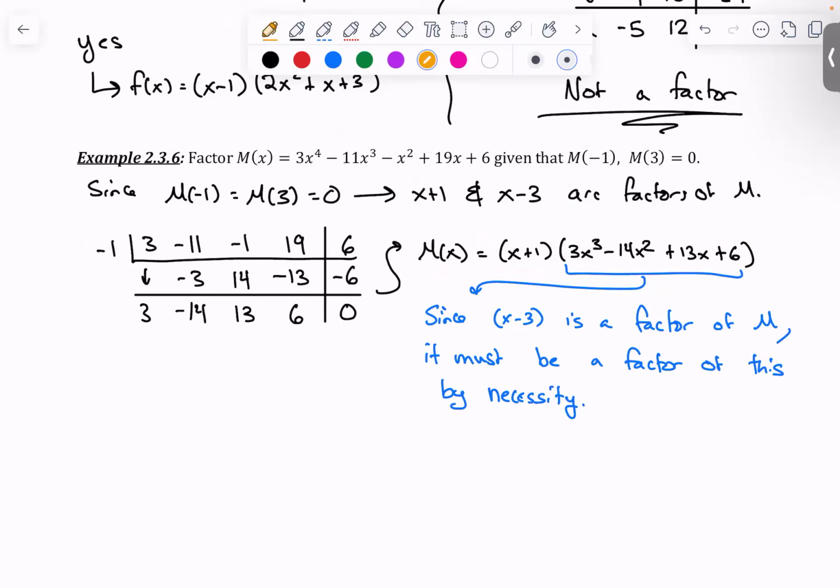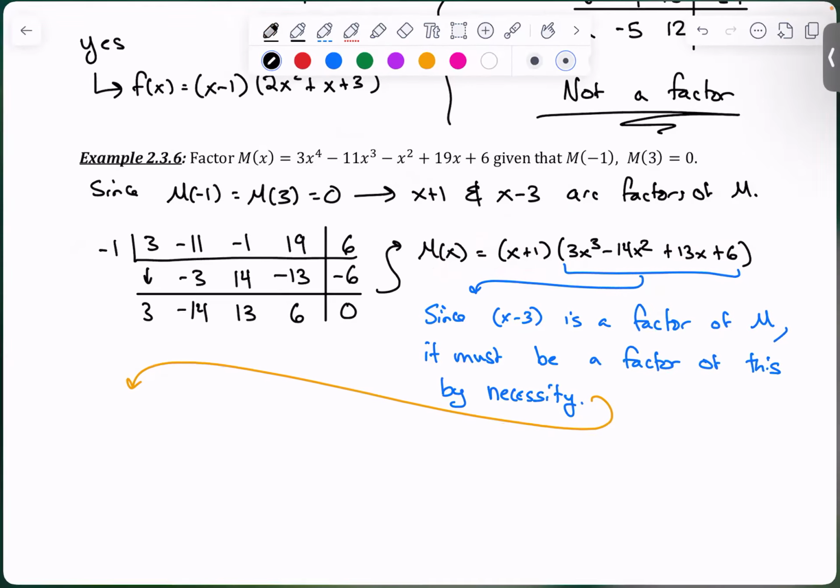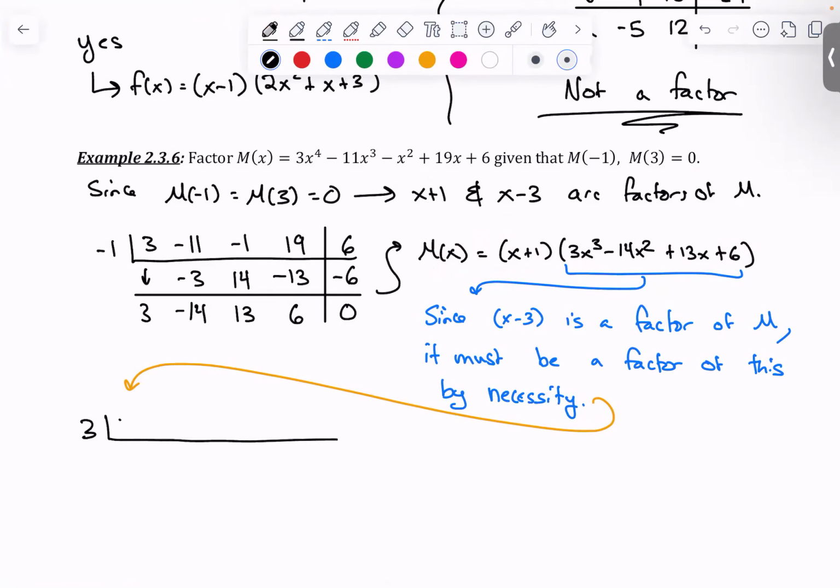So we'll bring this over and do 3 synthetically divided into that. 3x cubed minus 14x squared plus 13x plus 6. Bring down the 3, multiply diagonally, add vertically. 3 times 3 is 9. Negative 14 plus 9 is negative 5. 3 times negative 5 is negative 15. 13 plus negative 15 is negative 2. 3 times negative 2 is negative 6, which adds to 0. Ta-da! It does work out, as we might expect.